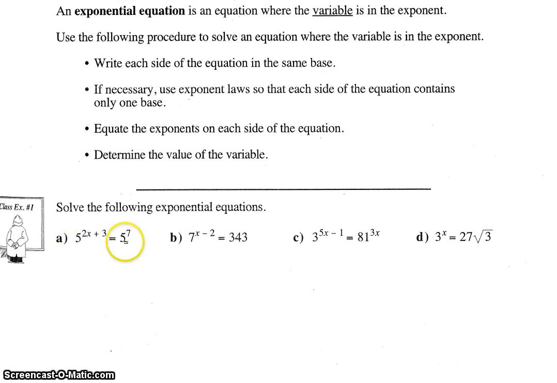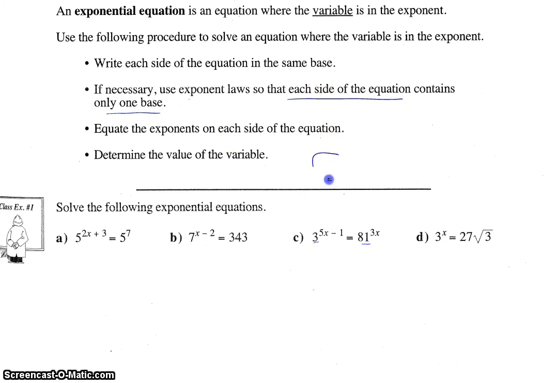So always be on the lookout for things that can be written as the same base, like 3 and 81. Okay, we should know now that 81 is 3 to the something, 27 is 3 to the something here, and root 3 could be 3 to some exponent as well. Okay, and then what you do is you try and get one term on either side. So only one base, okay, each side of the equation.